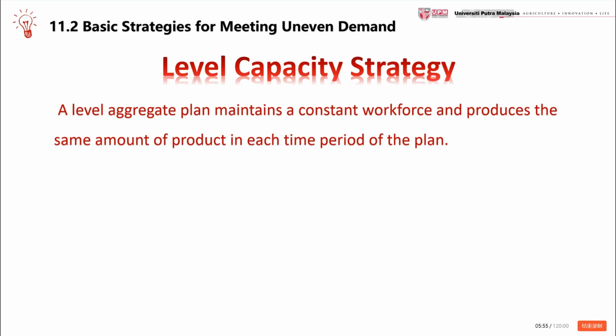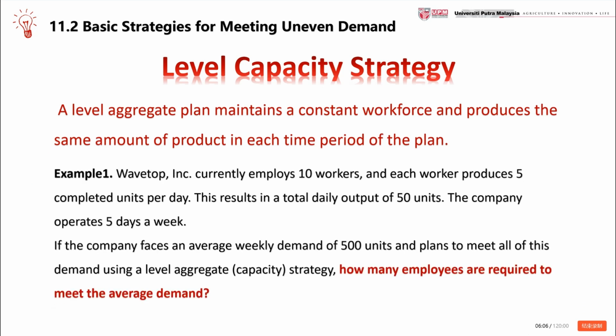Level capacity strategy maintains a constant workforce and produces the same amount of product in each time period of the plan. So the first example shows how to calculate the number of employees needed to produce a specified output. There is a company called Wavetop. It currently employs 10 workers, and each worker produces 5 completed units per day. This results in a total daily output of 50 units. The company operates 5 days a week.